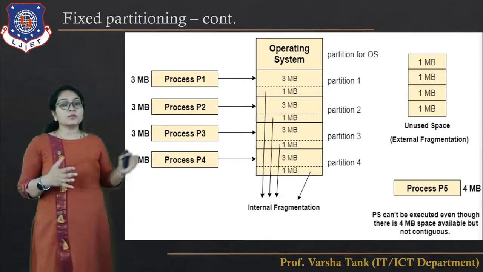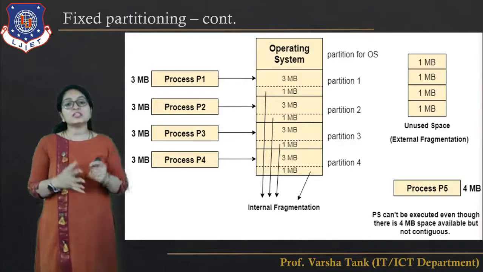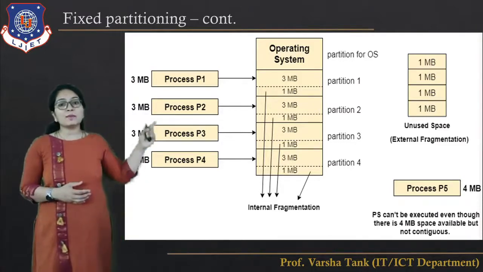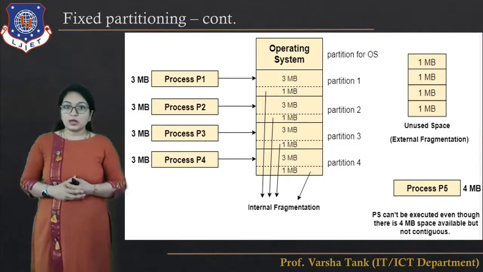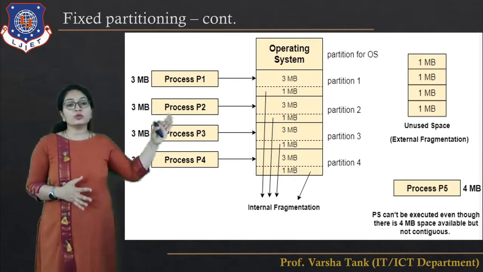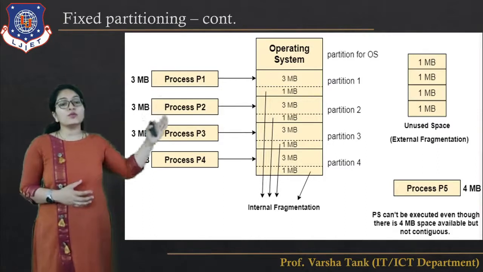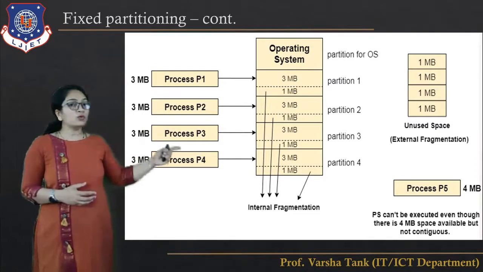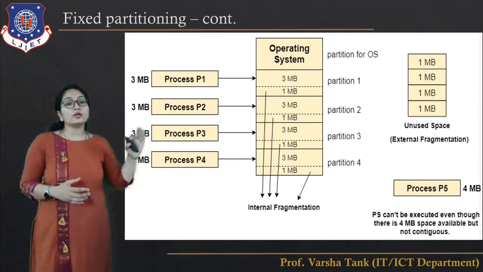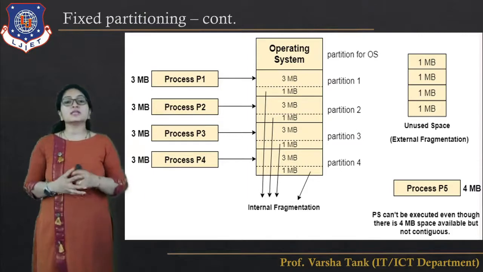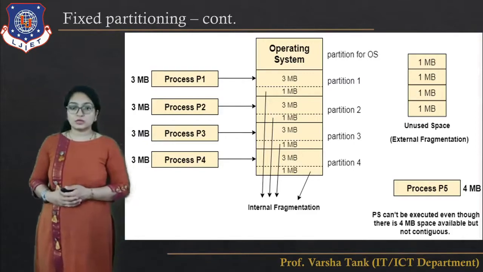But now what will happen? All the processes are of size 3 MB, and 1 MB of space is free in each and every partition. That space is known as the internal fragmentation. If you total this unused space, it becomes 4 MB. If a newly arrived process P5 is of 4 MB, we are still not able to allocate it, because the free space is not contiguous. So we can say there is external fragmentation in this allocation. Got it?